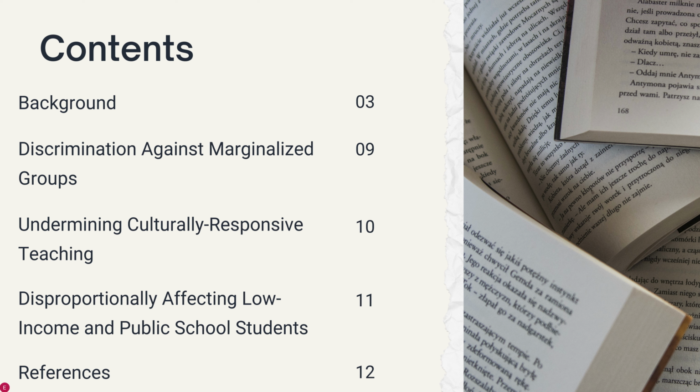Here's the table of contents outlining the topics of my presentation. This includes background information on book banning, 3 inequalities associated with banning books, and my references.